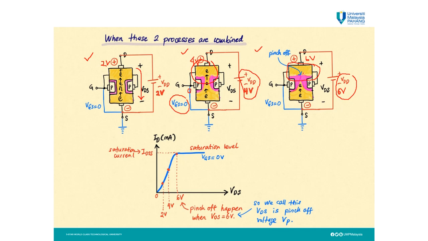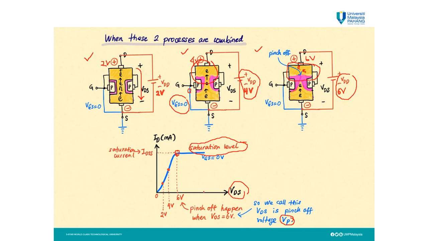After that, it still has some electron moving, and the value of electron that moves is maintained at this level. It does not keep increasing anymore because the channel is already closed and it just maintains its value. We call this the saturation level. Remember that the saturation level is achieved when the pinch off happens, at VDS of 6 volt. We call this VDS the pinch off voltage, or VP.